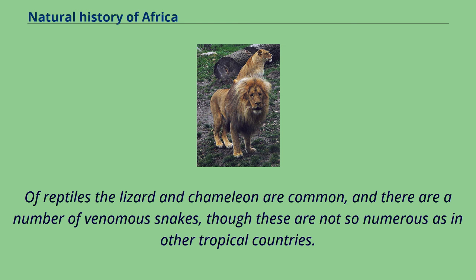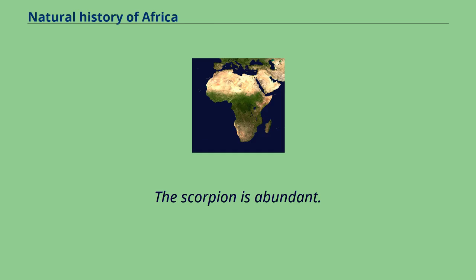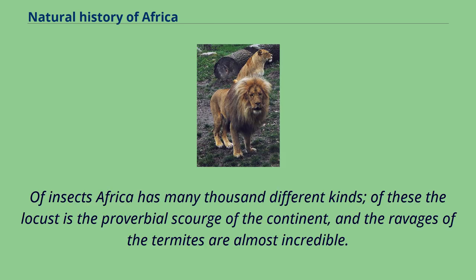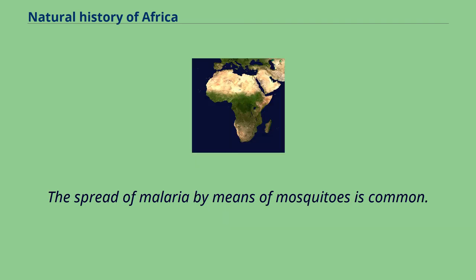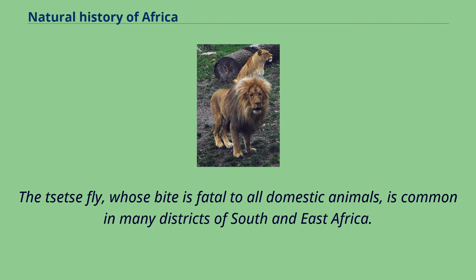The scorpion is abundant. Of insects, Africa has many thousand different kinds. Of these, the locust is the proverbial scourge of the continent, and the ravages of the termites are almost incredible. The spread of malaria by means of mosquitoes is common. The tsetse fly, whose bite is fatal to all domestic animals, is common in many districts of South and East Africa. It is found nowhere outside Africa.